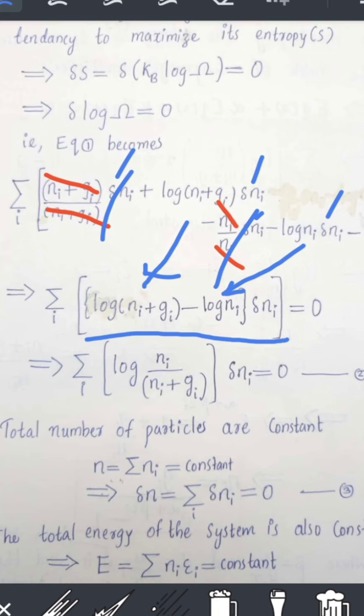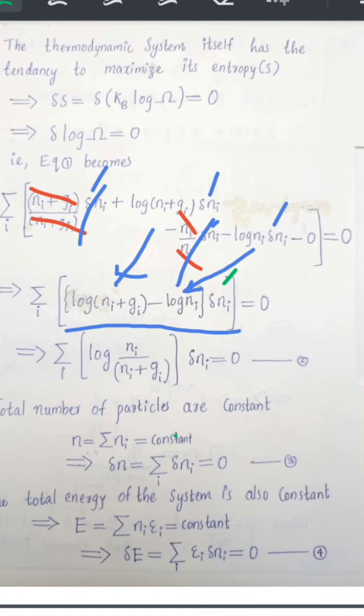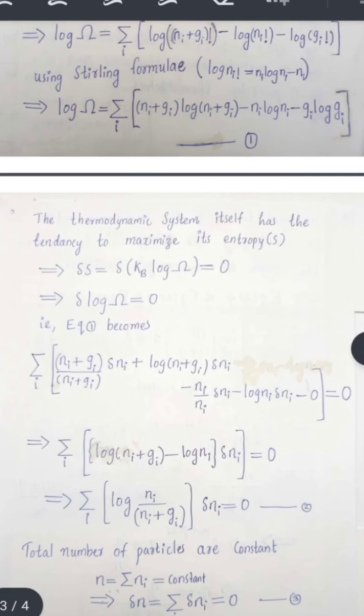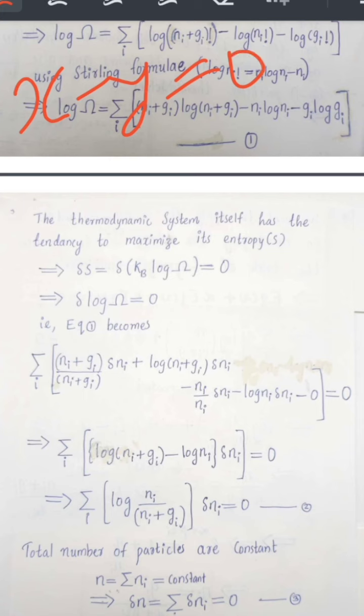Look here. This delta ni comes outside the bracket, and it is equal to zero. In fact, they use a small trick here. That is, if you have x minus y equal to zero, then you can simply write y minus x equal to zero, because you can take a minus sign common and apply it to both sides, so the right-hand side goes from 0 to minus 0. So x minus y equal to 0 means y minus x also equals 0. That is saying simply that x is equal to y. That's the basic reason.